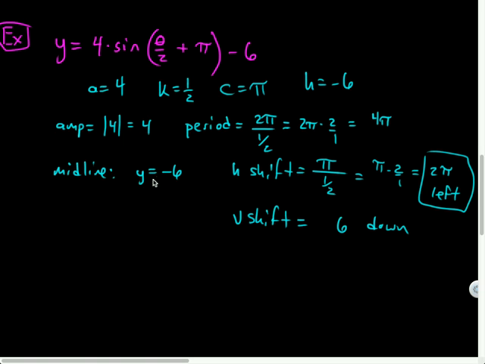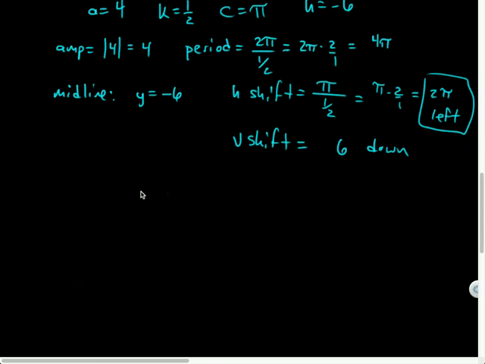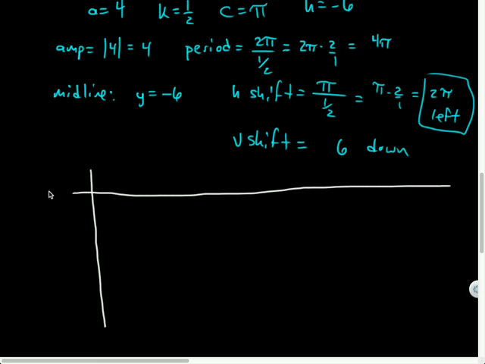How do you find that? Negative 6 minus 4 would give me the lowest point. -6 plus 4 would give me the highest point. Because that's the midline, and then it moves up by the amplitude and down by the amplitude. That gives me at least a ballpark area to start with. So my whole graph is in the lower half. So I've got to go down as far as -10.